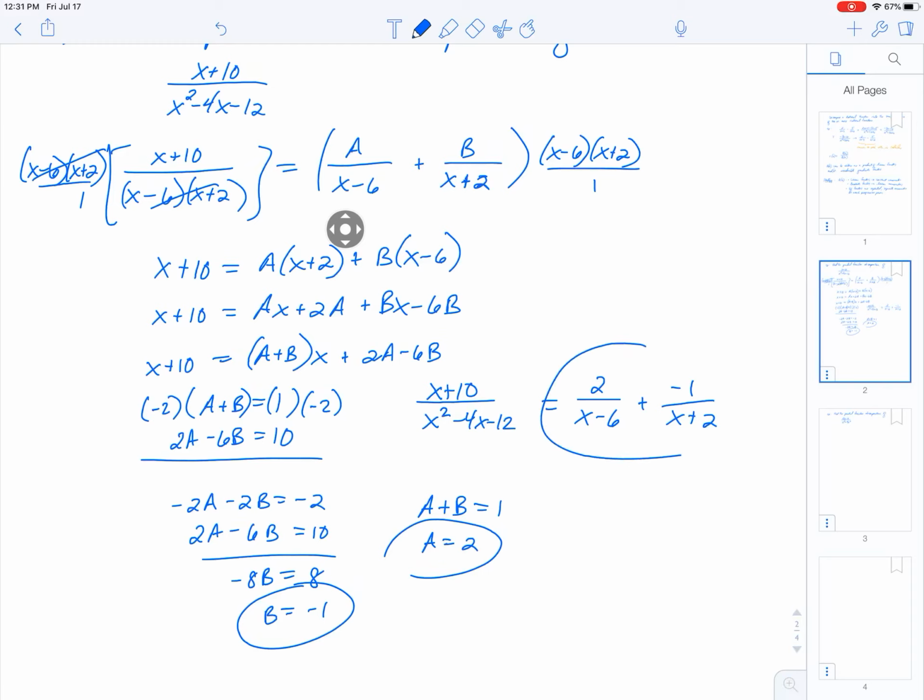So my answer is this. So you can check it, right? If you add these together, you should see that you get that. And so all we've done is taken this and we've decomposed it into two rational expressions that are going to be easier to work with in calculus. All right, let's try one that's a little more complicated.